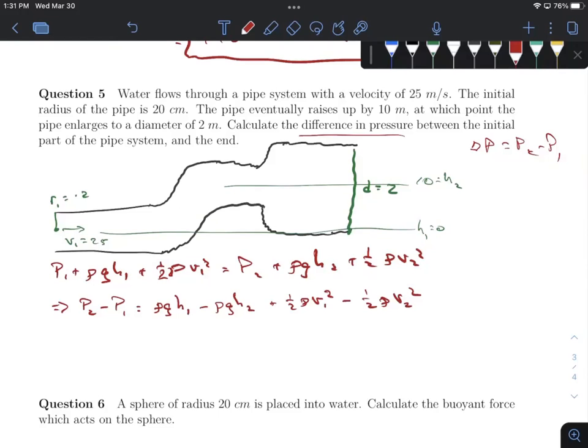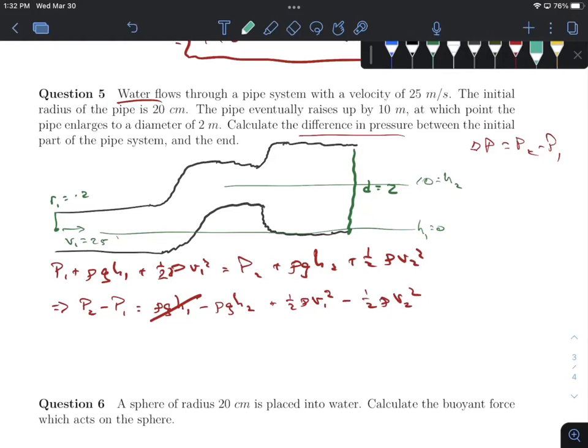Do I have all the numbers here? Well, rho, that's 1,000 because we're talking about water. G, 9.8, H1, 0. So actually I could go ahead and cancel out H1 because I'm going to set it to 0 since that's the lowest point. H2 is 10, so I have that. V1, 25, I have that. V2, I don't know. I'm not given V2 in the question. So I need to calculate what V2 is. So I switch over to a new calculation. I leave this alone for now and I say, okay, how do I calculate the new velocity?